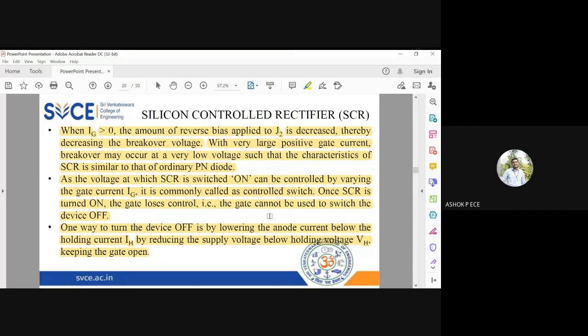turn off the device. You cannot turn off the device using the gate, you can only turn on the device using the gate terminal. Please understand this SCR, and this concept in SCR is very, very important.